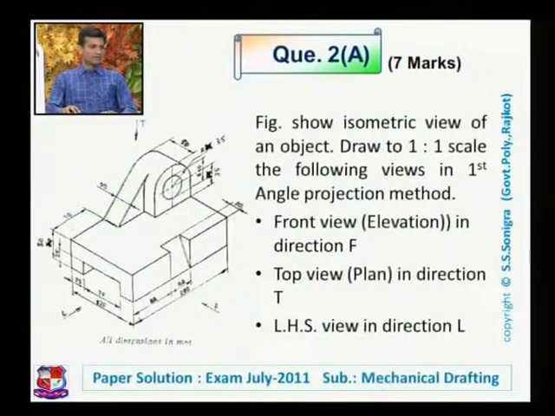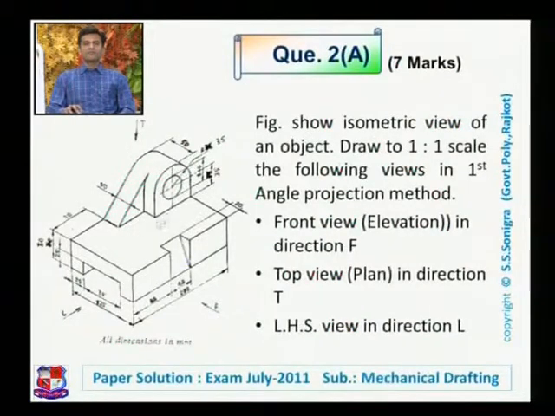Now we start question number 2A, which is asked for 7 marks. The figure shows an isometric view of an object. Draw to 1:1 scale the following views in first angle projection method. Here the scale is given as 1:1. We have to draw the front view, that is the elevation in direction F. Here F is written, so from this direction the front view, the top view from this direction, and a left hand side view from this direction. Here we have to draw 3 views, asked for 7 marks.